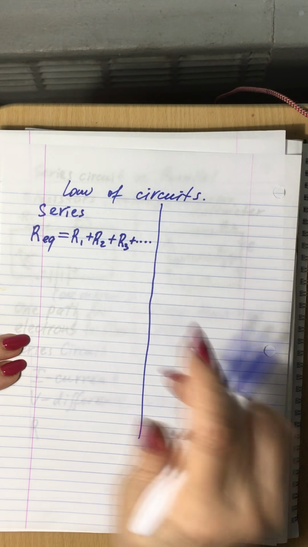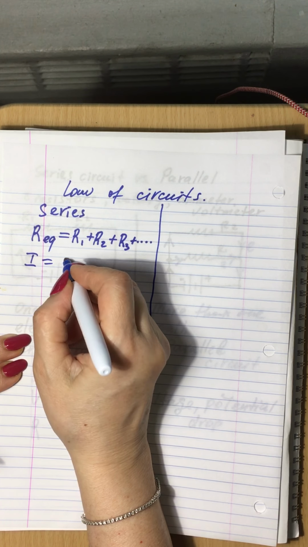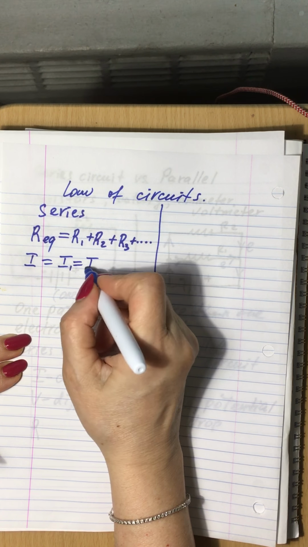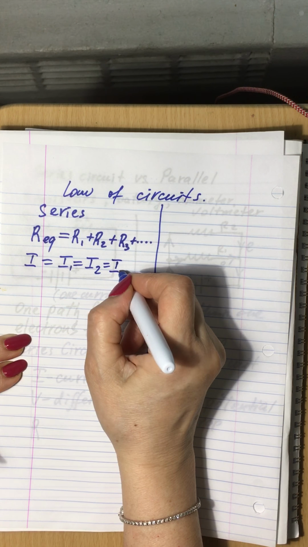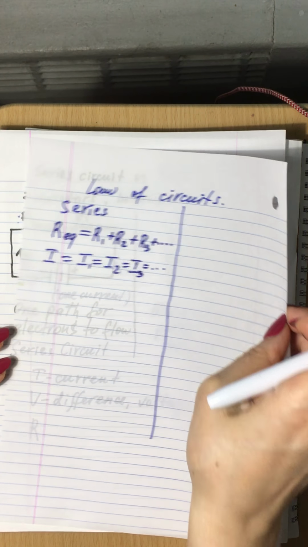So the rule for the current, which is total current, will be equal: the total goes through the first one, equals the current that goes through the second one, through the third one, and so on if I keep adding them.